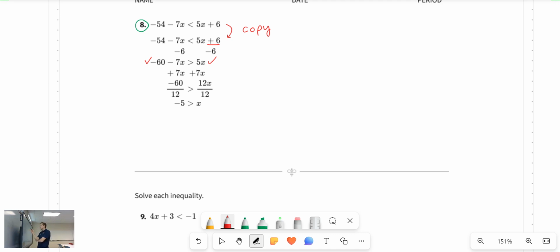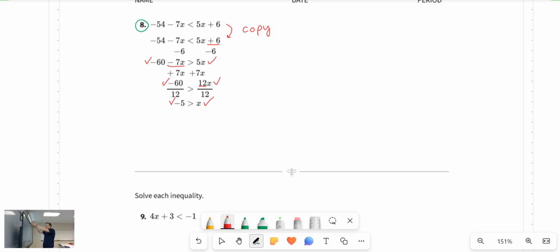And then if we have adding 7x to both sides, that plus 7x is getting rid of this. So we do have minus 60 left on this side and then 12x on this side. That's correct. And then if we divide both sides by 12, that'll leave just x, right? So the 12 is attacking this. So that's correct. And negative 60 divided by 12 is negative 5. So that side's correct.